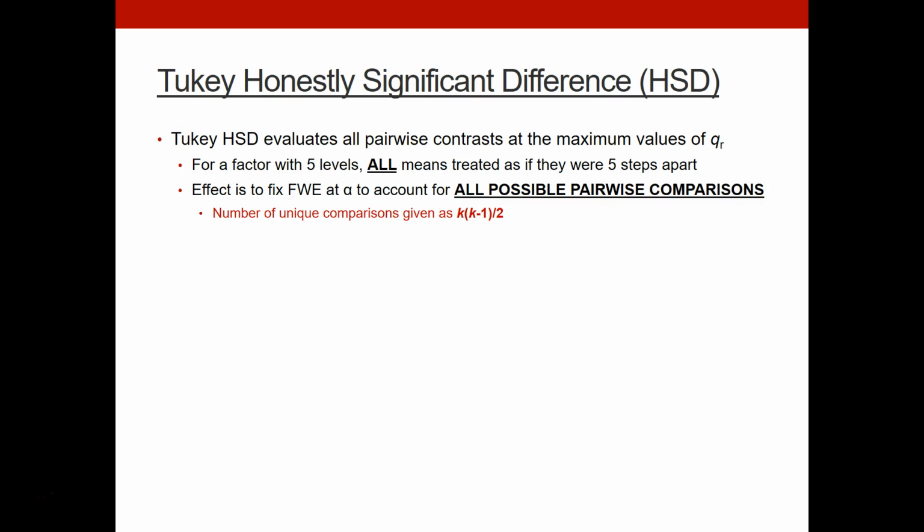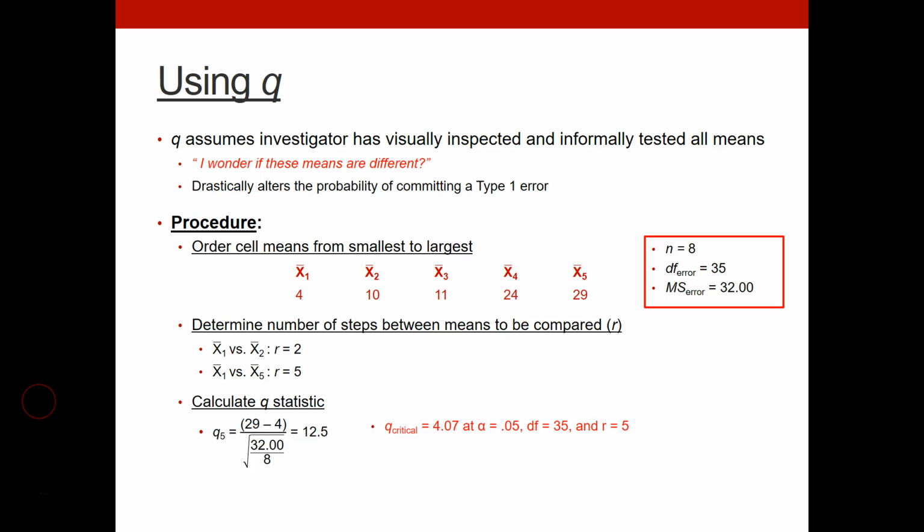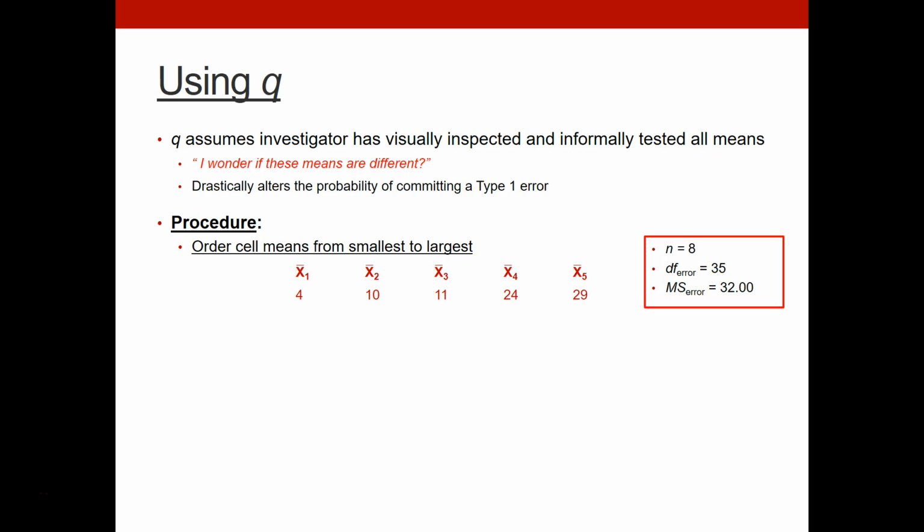What Tukey HSD does is it takes a look at all pairwise comparisons and evaluates all pairwise comparisons at maximum values of Q and R. Okay, so in this situation, let's say we have a factor with 5 levels. All comparisons across all of those means would be treated as if they were 5 steps apart. So if we back up here, with the Tukey procedure, and the Student-Newman-Keuls procedure will do this.